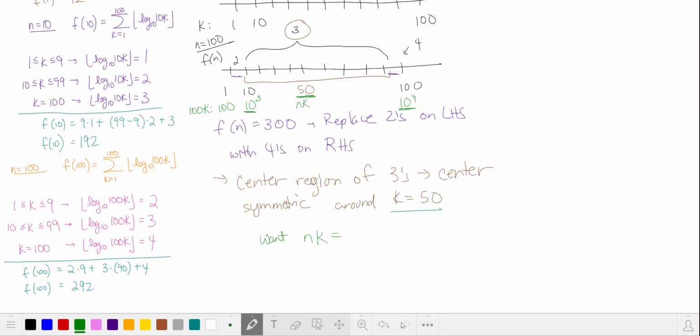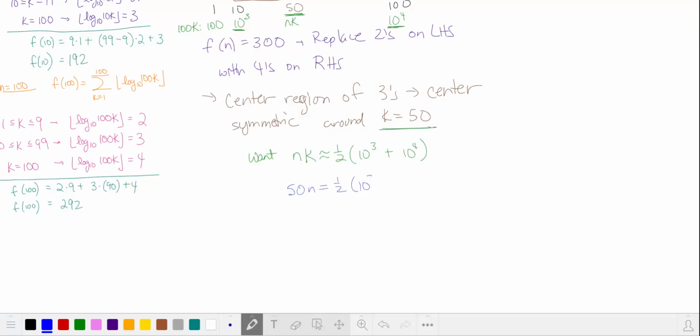So I'm just going to say that we want it to be approximately the average of our lower and upper bounds when k is equal to 50. So we'll substitute and ballpark this for n. This gives us a value of n is equal to 110. So let's calculate f of 110 and see what we get.